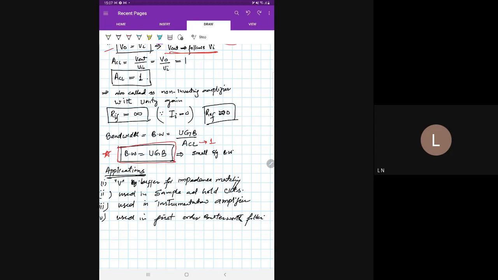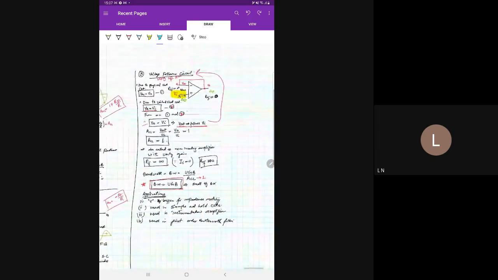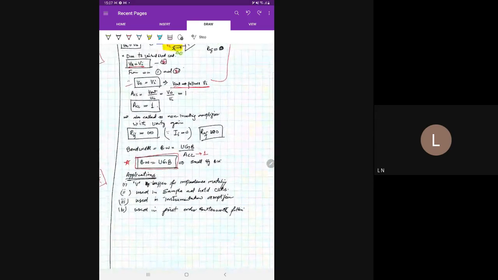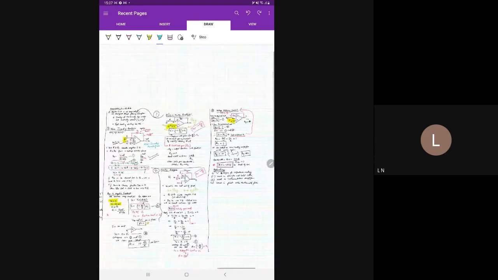The fourth application is that they are used in first order Butterworth filters. Filters we'll be studying in our coming lectures. I'll discuss there what a Butterworth filter is. But we should remember that a voltage follower circuit is also used in the first order Butterworth filter.